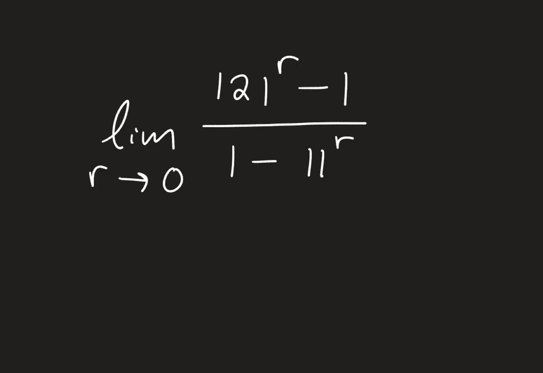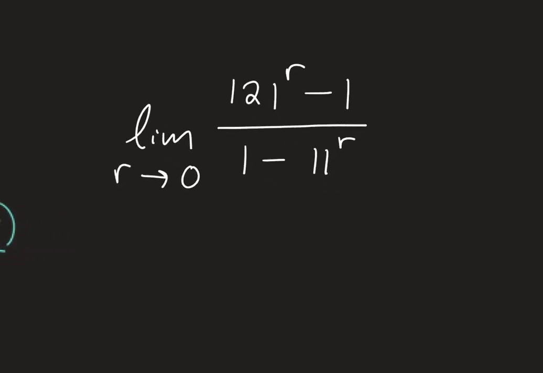Okay, let's see what happens if I plug 0 in. 121 to the power of 0 is 1. 1 minus 1 is 0. Not a problem yet. Plugging 0 into the denominator, that's going to be 11 to the 0, that's 1. 1 minus 1, oh, we do have a problem.